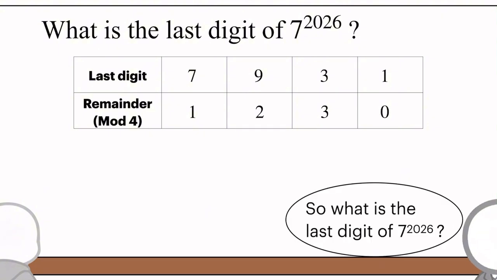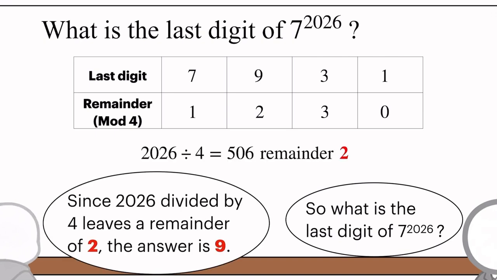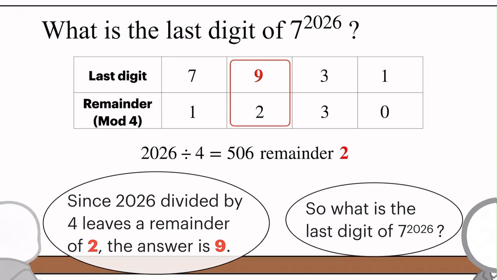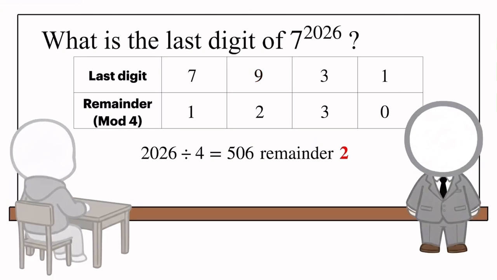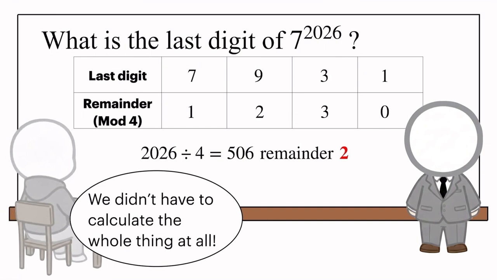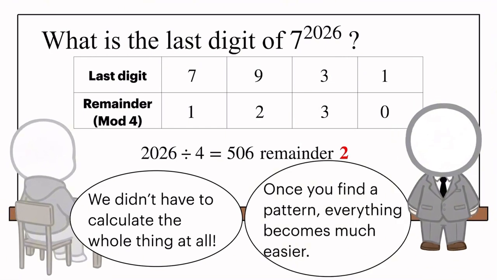So what is the last digit of 7 to the power of 2026? 2026 divided by 4 leaves a remainder of 2. The answer is 9. Perfect. You've got it now. That's amazing. We didn't have to calculate the whole thing at all. That's one of the best things about math. Once you find a pattern, everything becomes much easier.